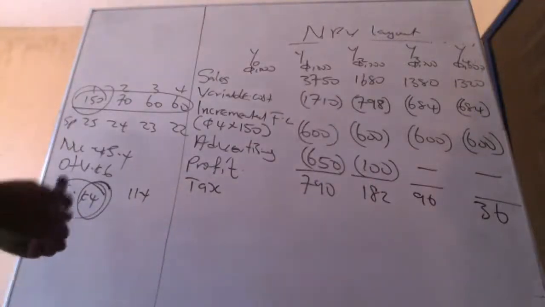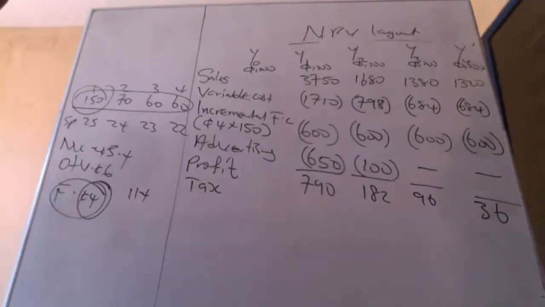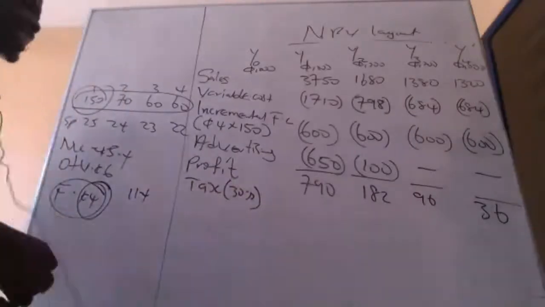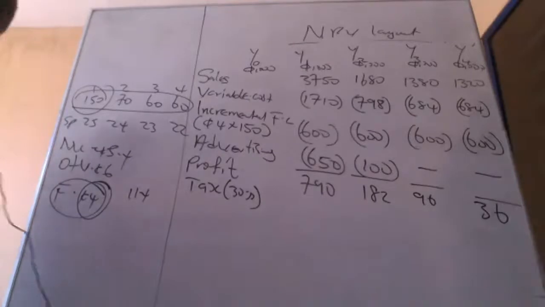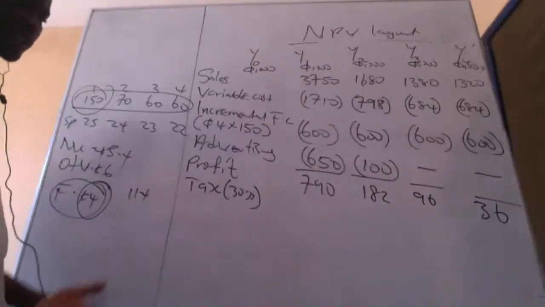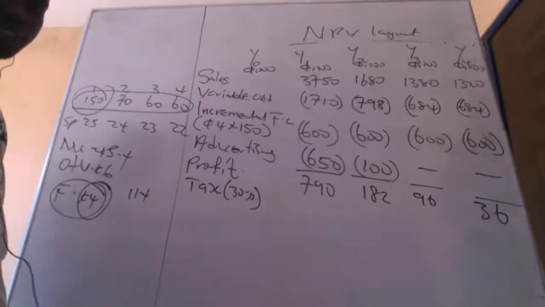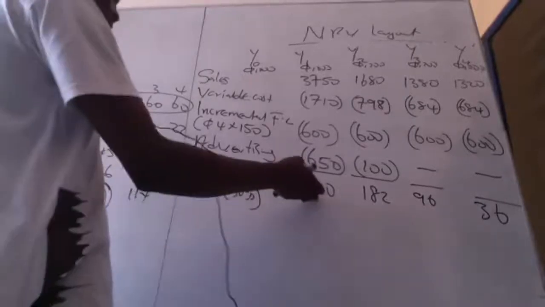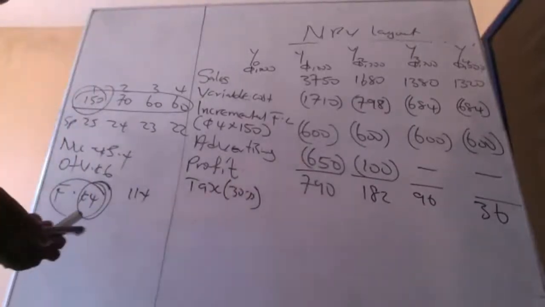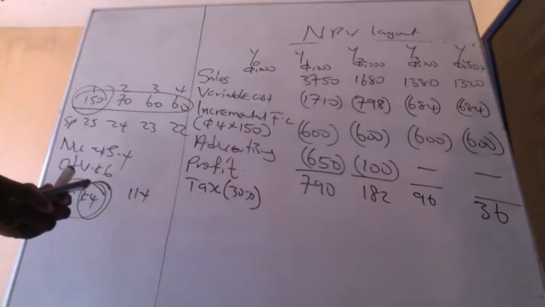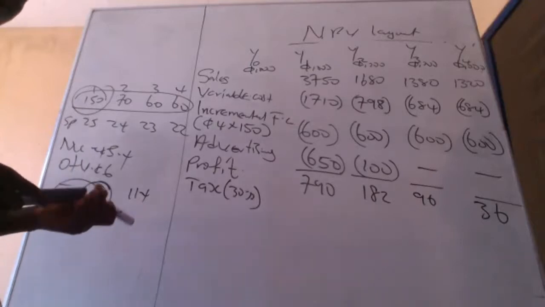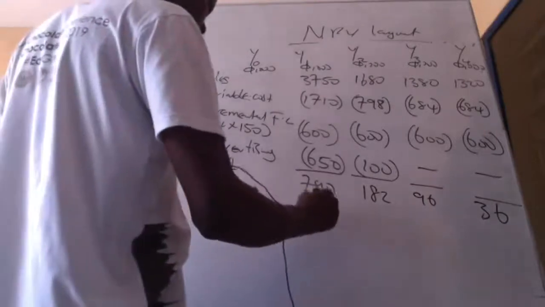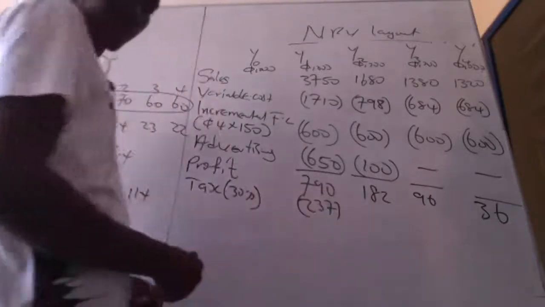Let's go to tax. Tax is at the rate of 30%. And we pay tax in the same year. So let's see, what will be the tax expense? For year 1, you multiply by 30%. So the tax expense will be 0.3 times 790. That's 237. And tax is being paid the same year. So I write it here, 237, the same year in brackets.